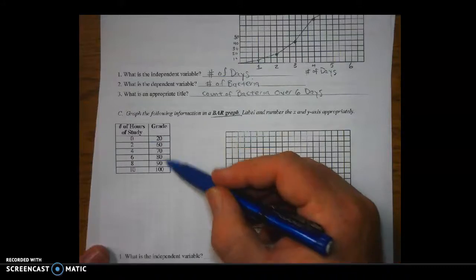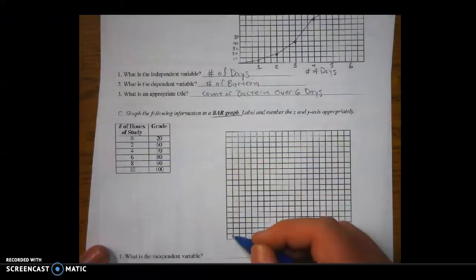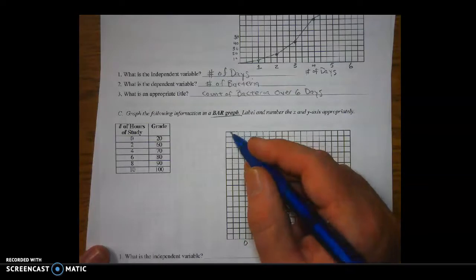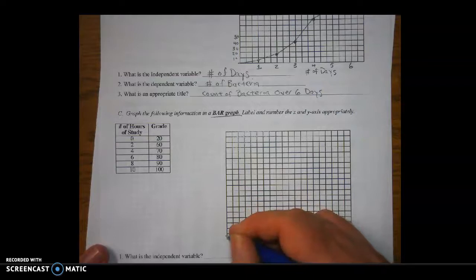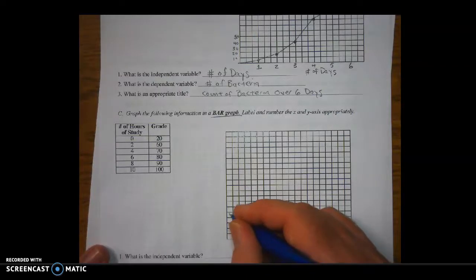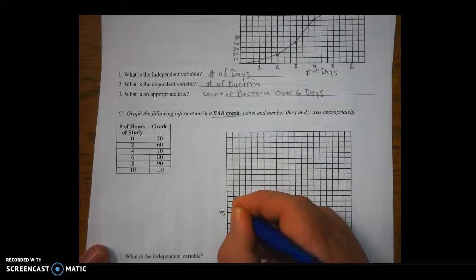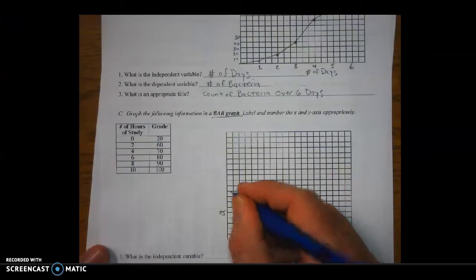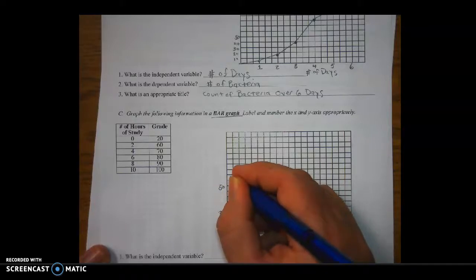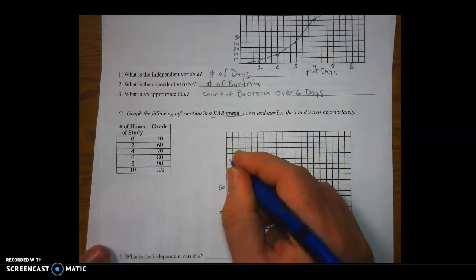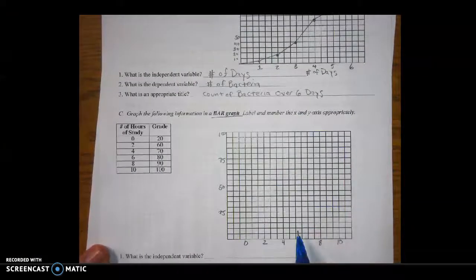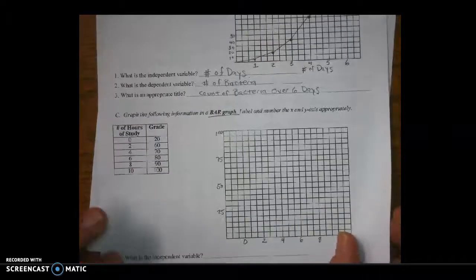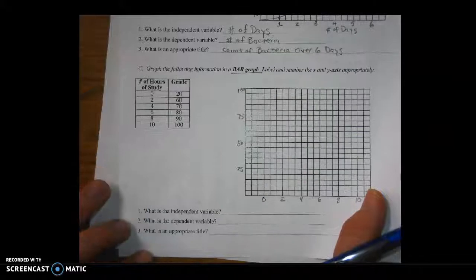And this time our max is 100. We have 20 squares. 100 divided by 20 gives us 5. So each square is worth 5. So 5, 10, 15, 20, 25, 30, 35, 40, 45, 50, 55, 60, 65, 70, 75, and then up here will be 100. And then you can plot your data accordingly. Make sure you put in the independent variable, dependent variable, and an appropriate title.